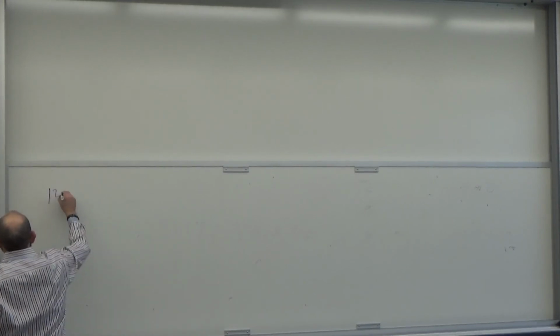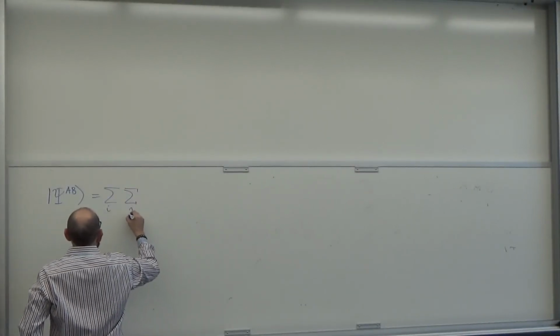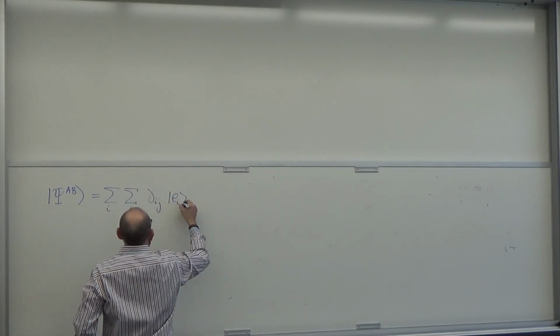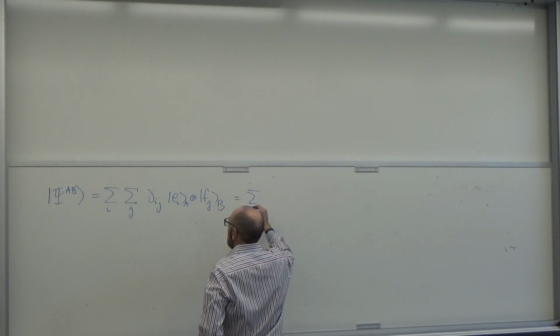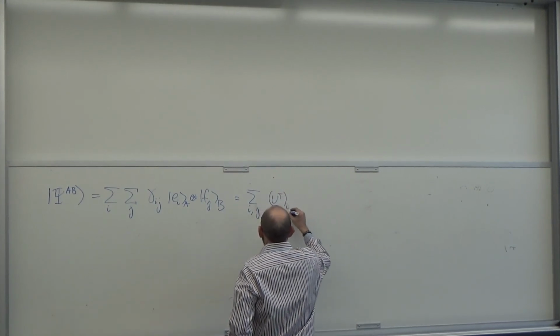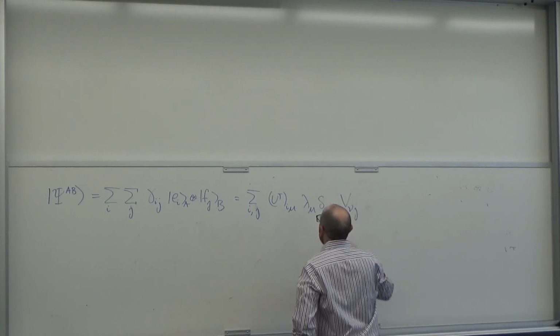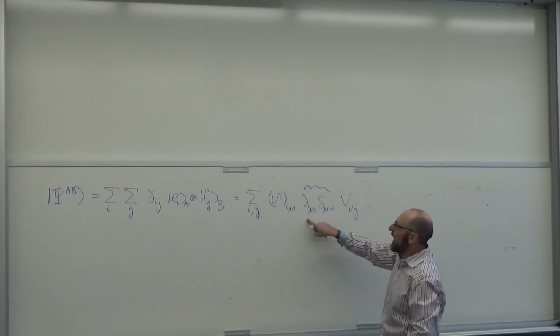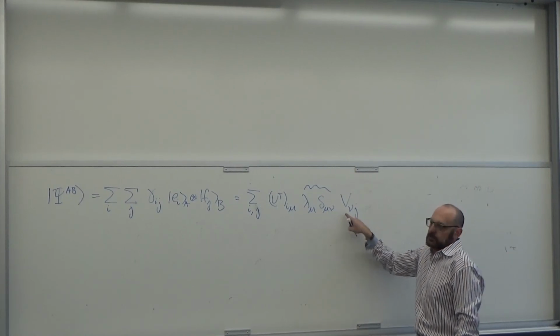So let's look at psi AB, which is equal to the sum over i, sum over j, gamma ij, e_i tensor f_j. But the matrix elements of this are the following: U transpose i mu, lambda mu, delta mu nu, d nu j. So this is my diagonal matrix. It only has non-zero elements on the diagonal.